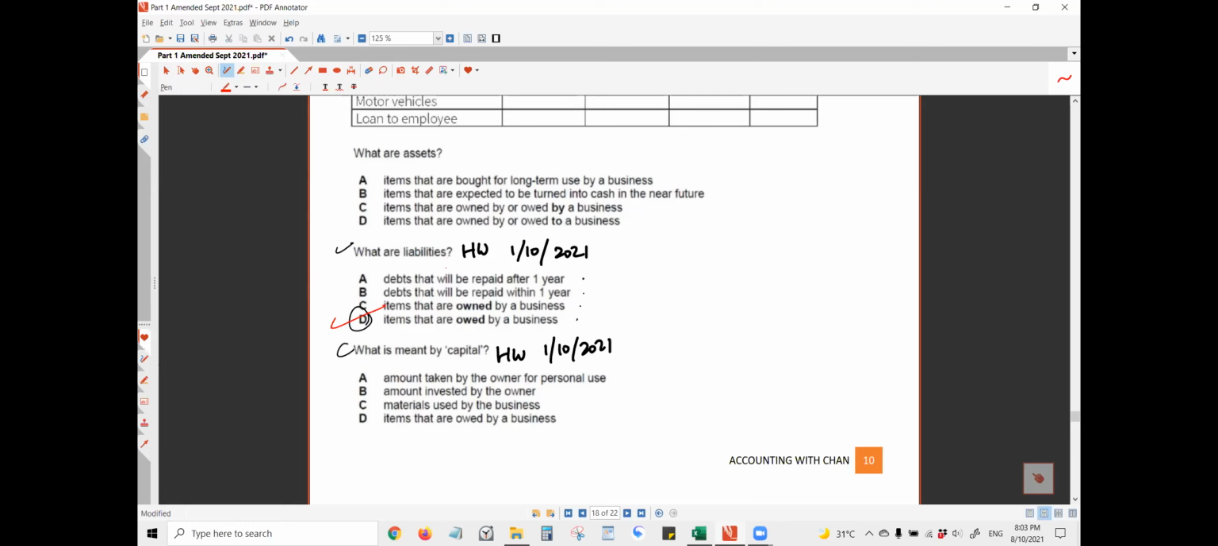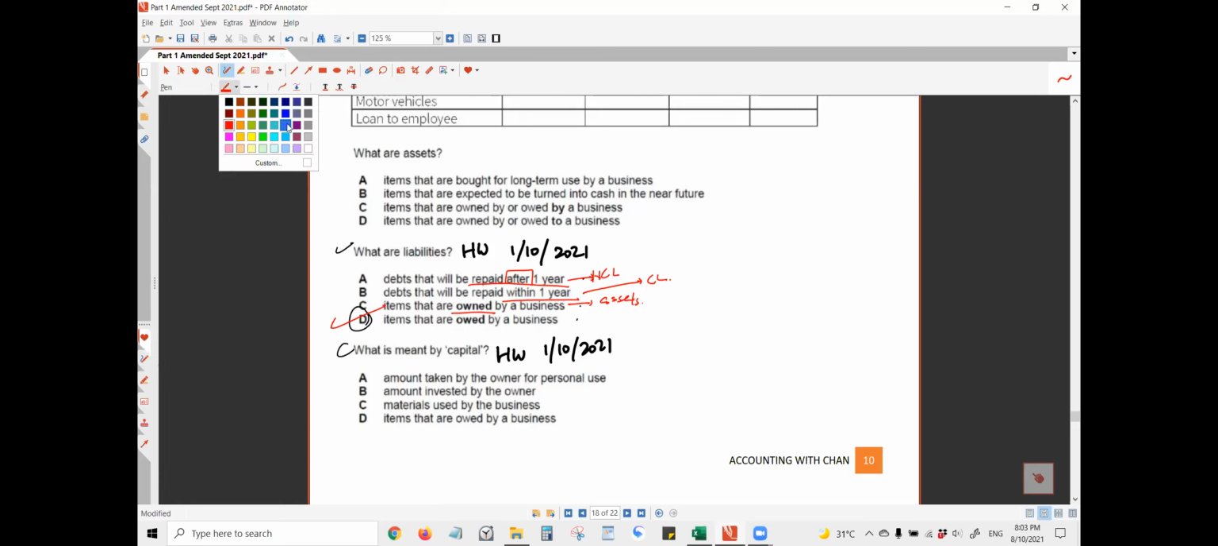And why are the rest not the answer? Items that are owned by a business, this is talking about assets. Debts that will be repaid after 1 year, this is talking about NCL, non-current liability. Within 1 year, this is current liability. That's why they are not the answers. Most accurate answer, D.